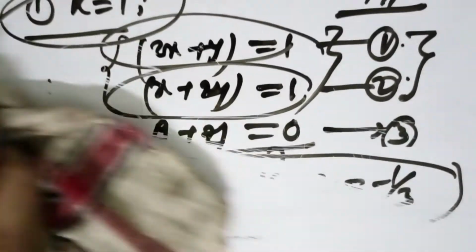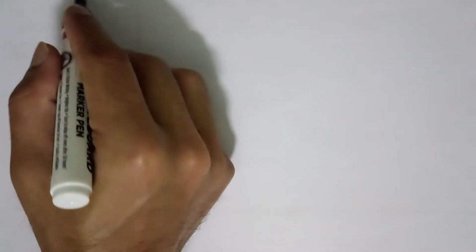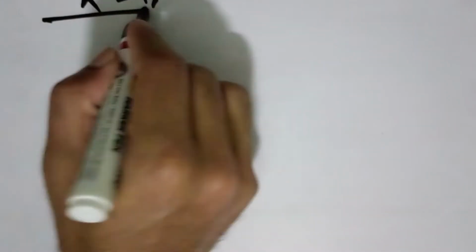In this method, I am using no concept of the rank method. It is the basic concept of elimination. Now I am using k equal to 1 and using the rank method. You can also proceed with this method.